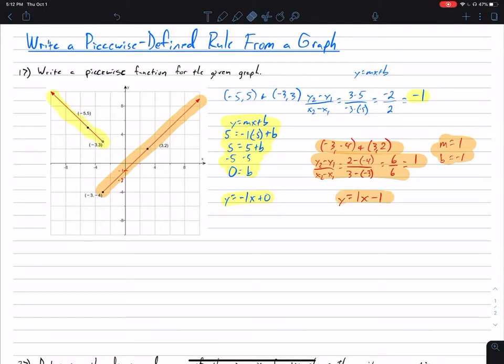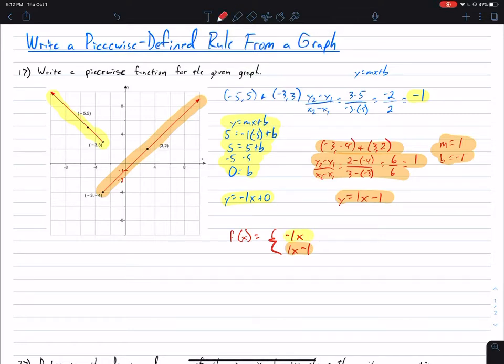Now I'm going to write my piecewise function. f of x is going to be equal to negative 1x. Actually, we don't need the y, so let's get rid of those y's. So I have negative 1x and 1x minus 1. Let's highlight these so we remember where they came from.